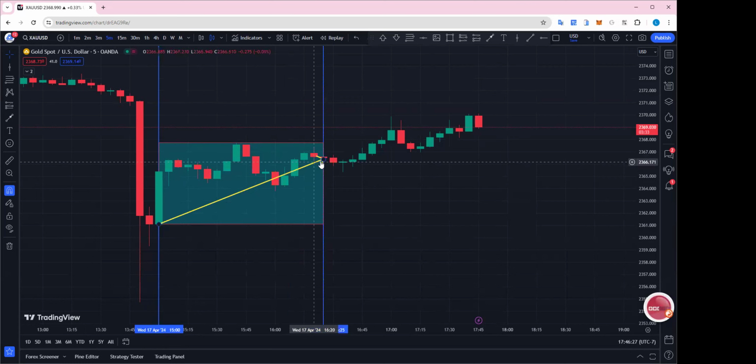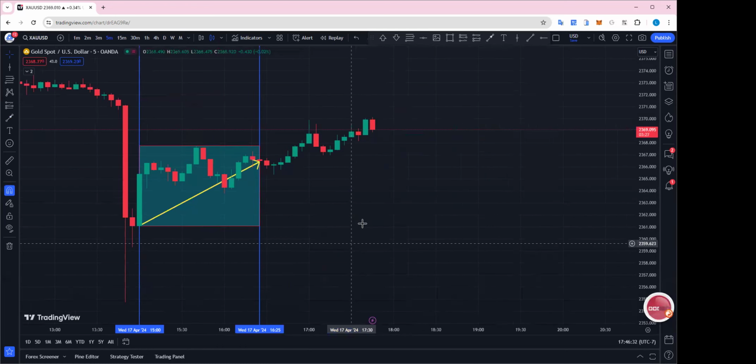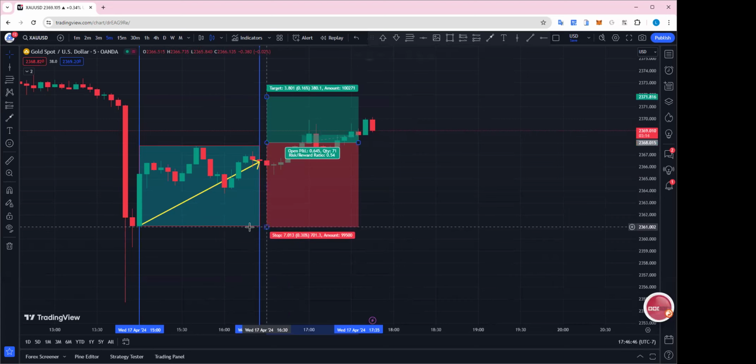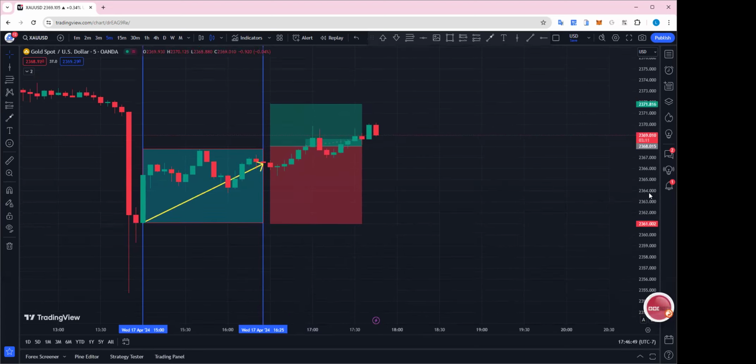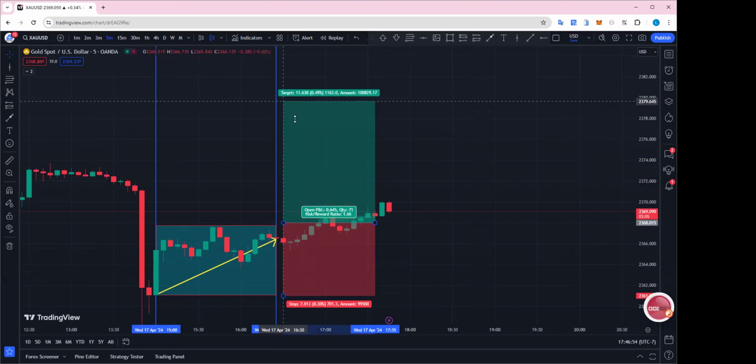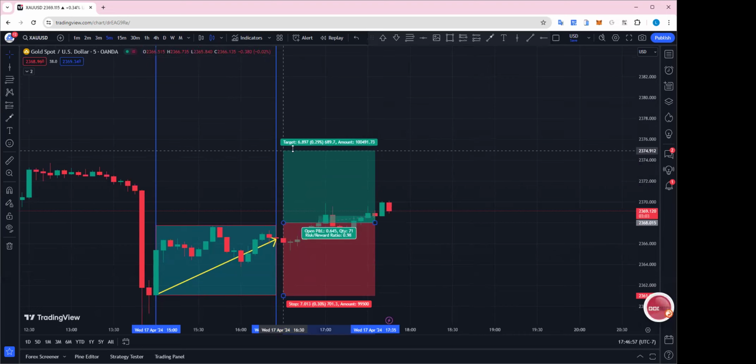Now, because this trend line is pointing up, I prefer to buy. So I get my tool, and I give a little space for the spread. Every broker has a different spread. My stop loss is going to be down here below the rectangle. I always look for a 1-to-2 risk reward, but at a 1-to-1, right there, it says 1. As you can see, the red part is the same size as the green part.